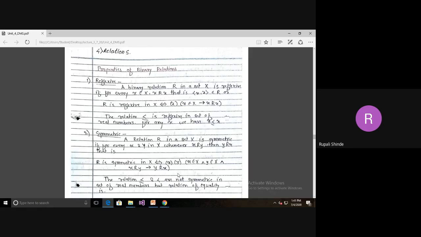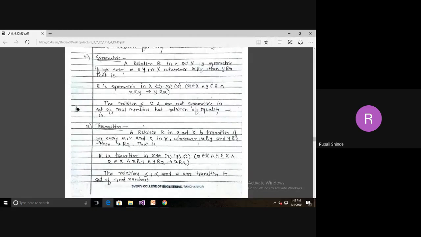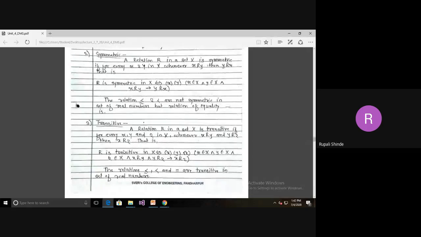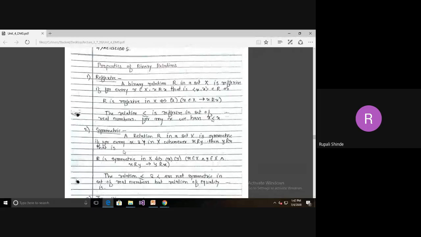Now the next point is very important: properties of binary relations. There are 5 different properties defined for relations. The first property is reflexive, then the second one is symmetric, then the third one transitive, the fourth one irreflexive, and the last one antisymmetric. For each and every relation we have to check what properties are satisfied by that relation. So the first property is the reflexive property.